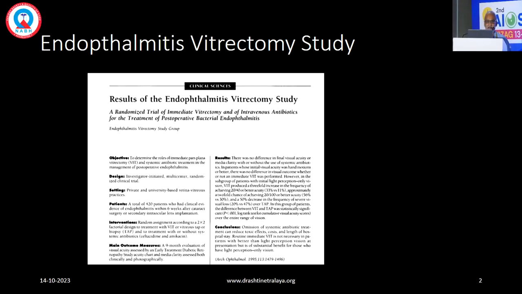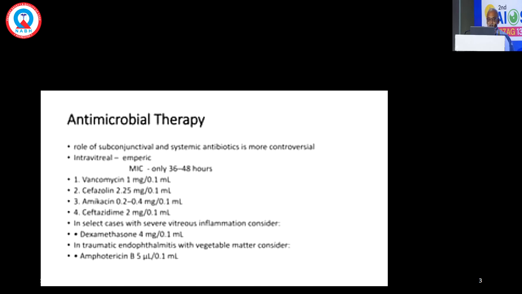So we will think about injection first with this study. This is the benchmark study, the Endophthalmitis Vitrectomy Study, which has made certain important statements: that all endophthalmitis may not need surgery. Anywhere vision above hand movement can be treated, and should be treated, primarily with antimicrobial injection. That is the basis of this condition.